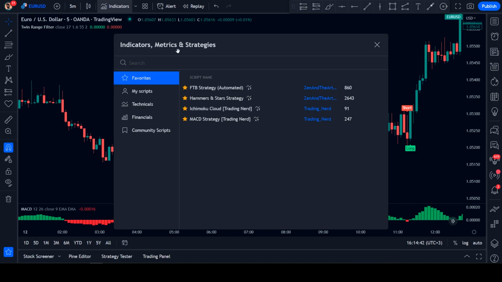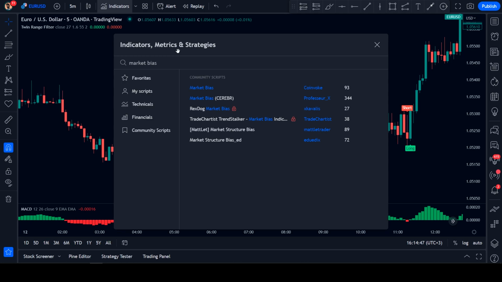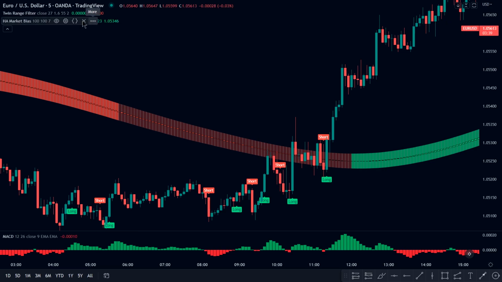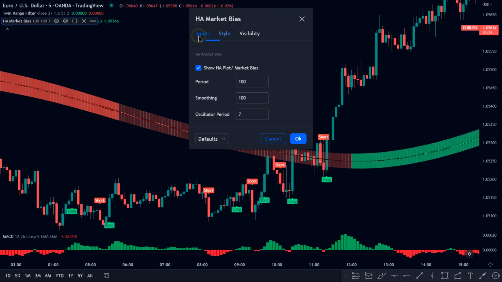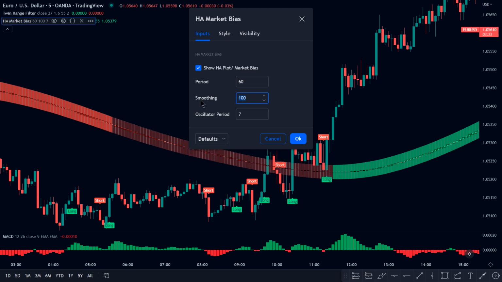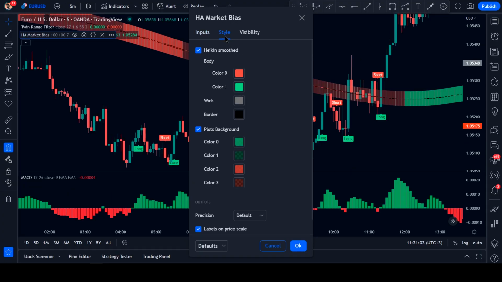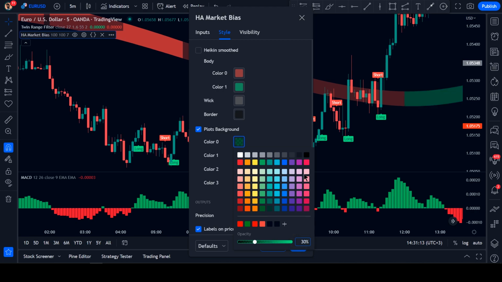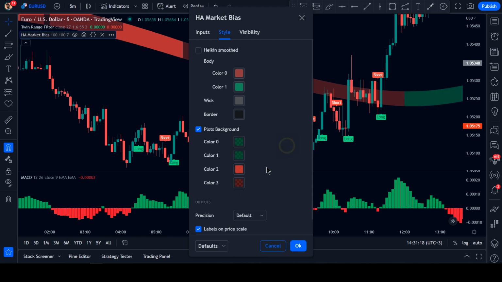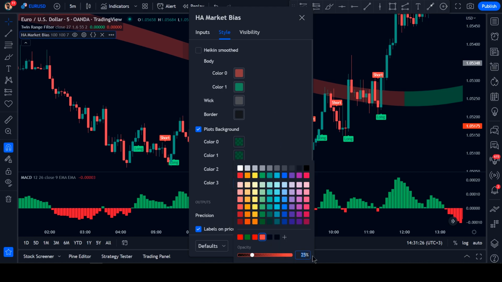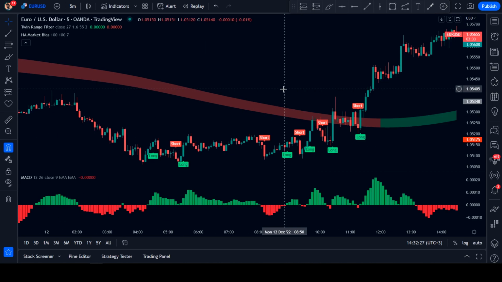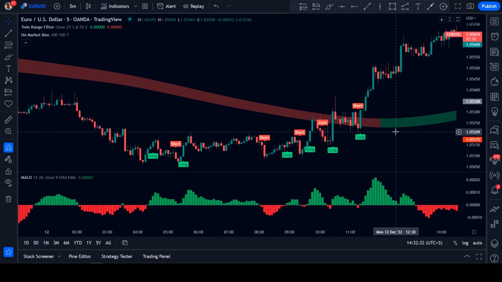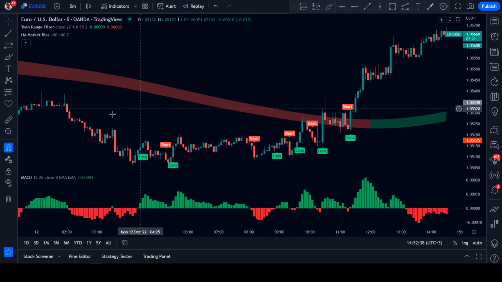Last but not least, our third indicator is called Market Bias. Click on this one by Professor X. Again, we're gonna access this indicator settings by clicking right here. On the Inputs tab, change the period to 60 and then change the smoothing to 10. Head over to the Style tab and uncheck this option right here. Then here on the plot's background, click on each color and change the opacity to 30. Then click OK. Now this indicator will be our overall trend identifier. When it's green, we only take long trades. When it's red, we only take short trades.